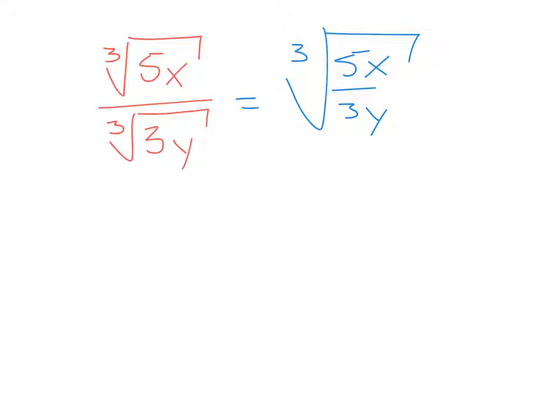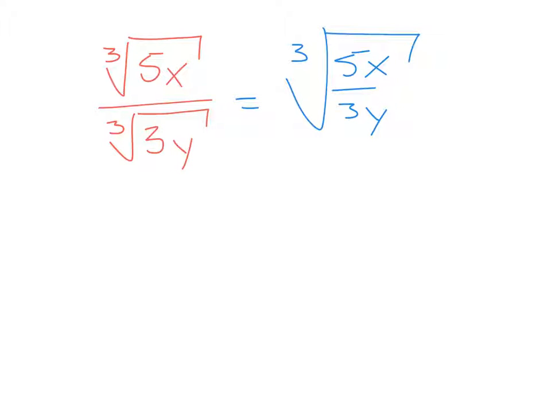But in this case, can we simplify 5 over 3? No. What about x over y? Yeah, they're not like bases. Okay, so why is it not done? Because you can't have a radical in the denominator. Right, so you have this situation right here with the radical in the denominator, which is bad.